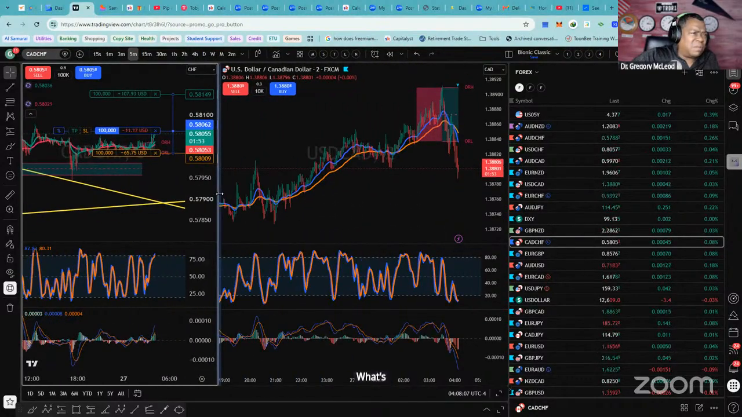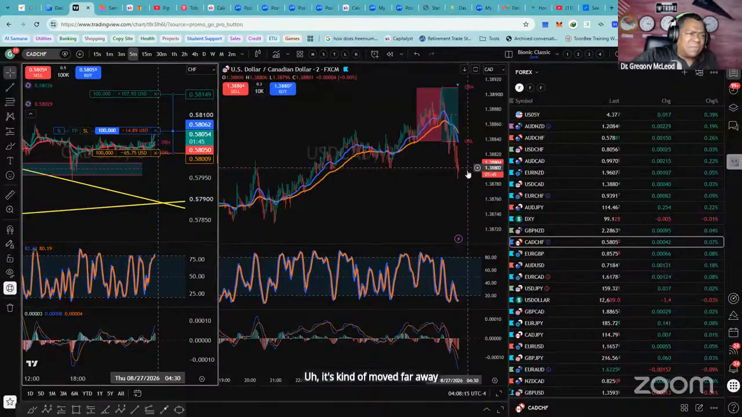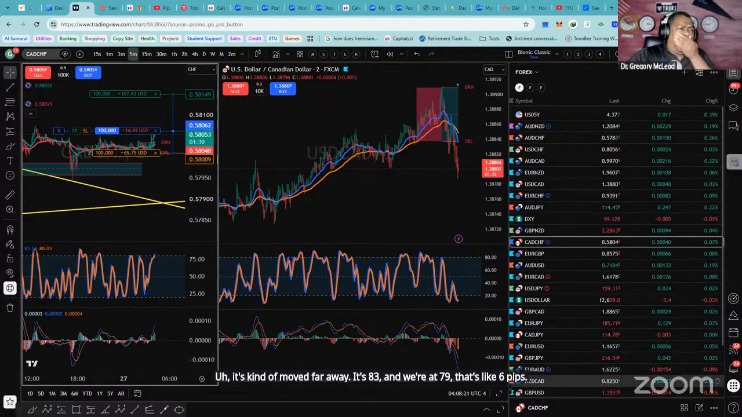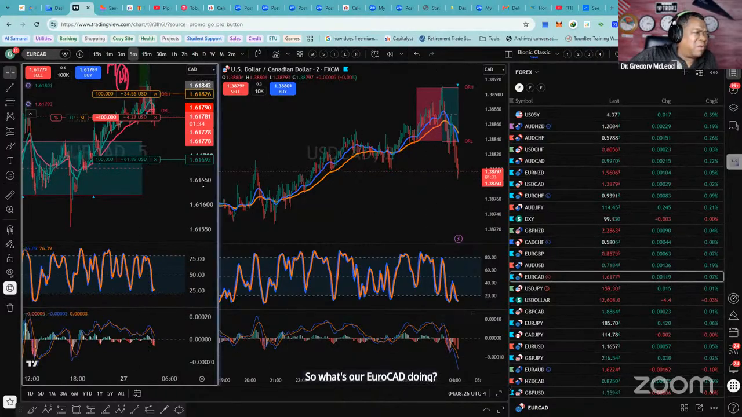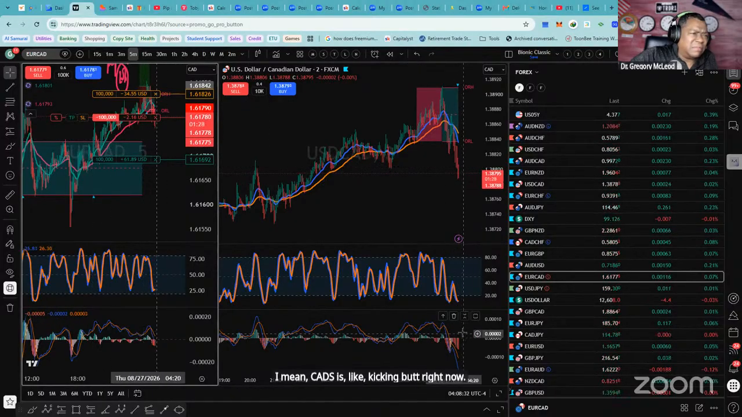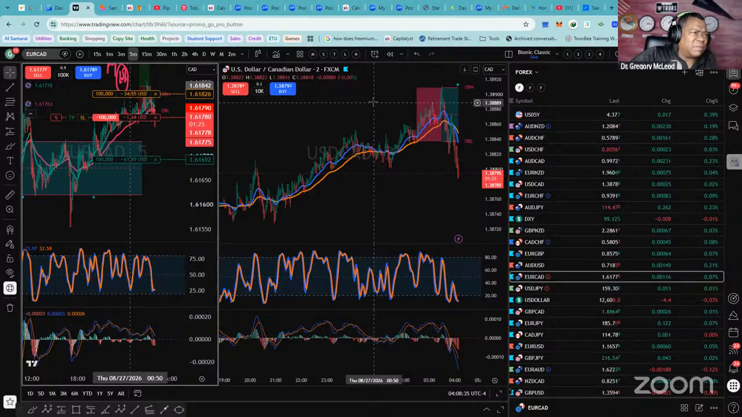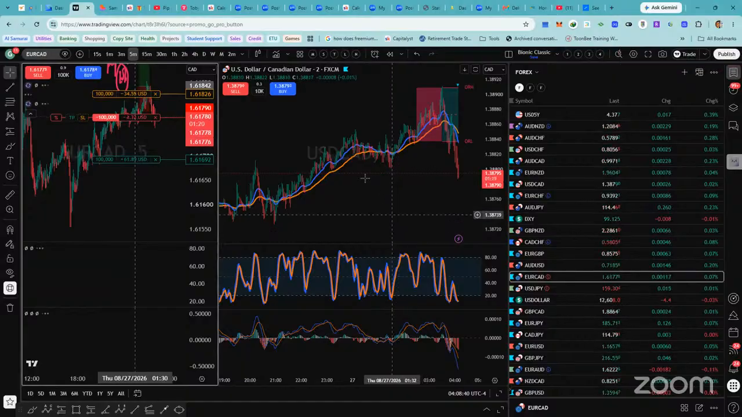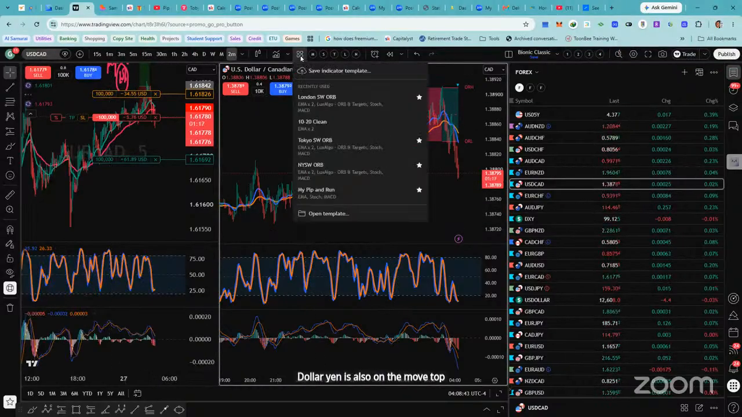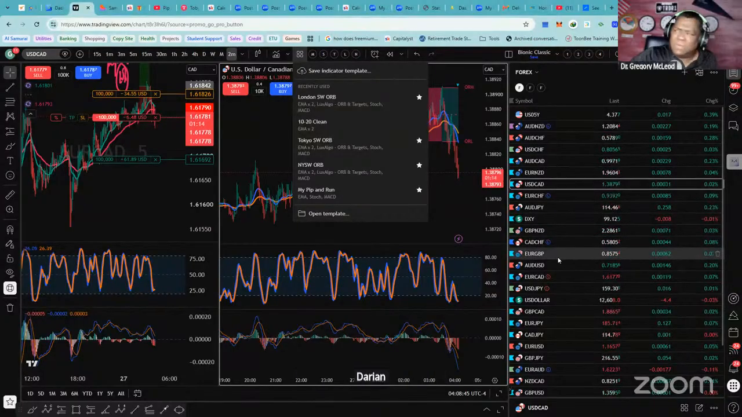What's going on here? Oh, dollar cat. What's going on there, right? It's kind of moved far away. It's 83, and we're at 79. That's like 6 pips. Yeah. So what's our Euro CAD doing? Our Euro CAD should be. I mean, CAD is like kicking butt right now. Dollar yen is also on the move top. Dollar yen is up. It's coming down again.